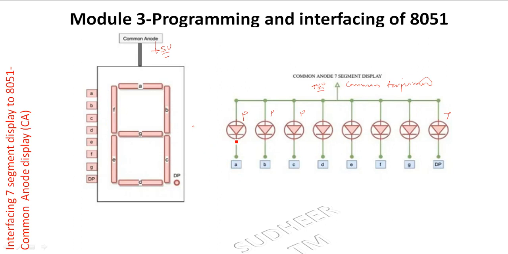Okay, so it's the cathode of the terminal. From your program, through any of the ports, if you give a 0 voltage here, this LED will turn on. Accordingly we can show different numbers.